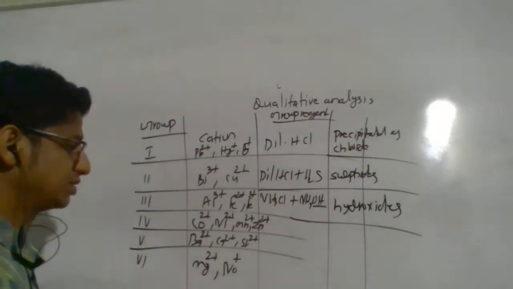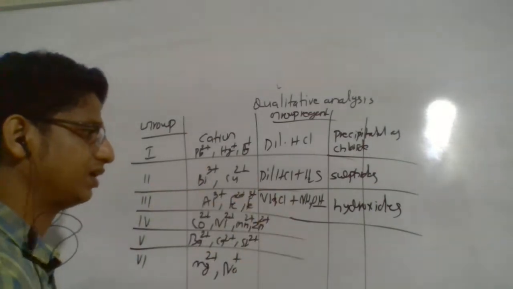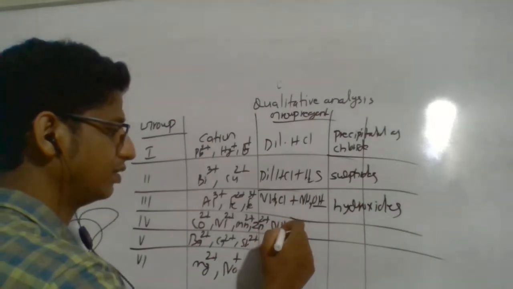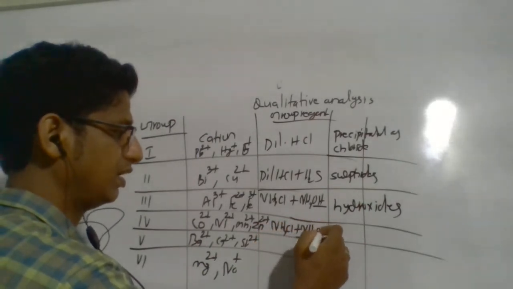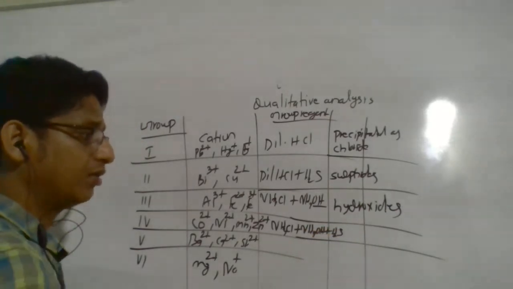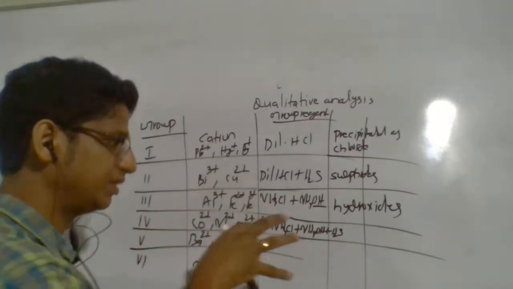So now let us think about group 4. Remember, ammonium chloride, ammonium hydroxide, plus now hydrogen sulfide. That part, the group 4 reagent is all about ammonium chloride, ammonium hydroxide, and hydrogen sulfide. So look here, the presence of ammonium chloride and ammonium hydroxide is important. That should be there in the medium.